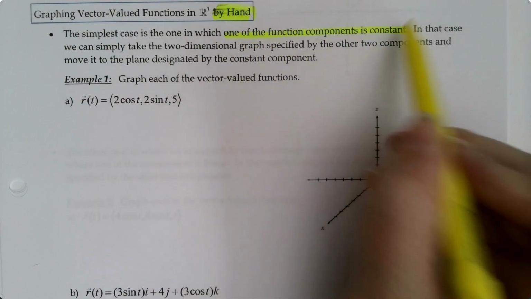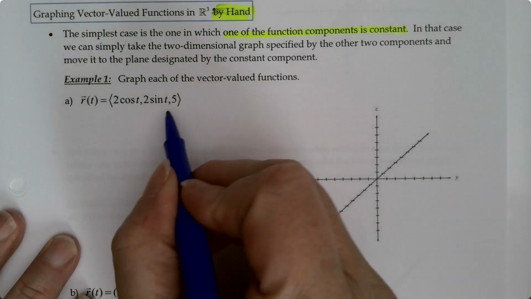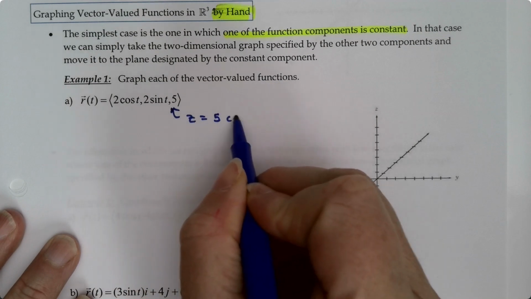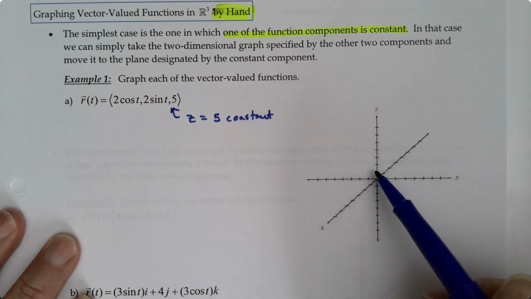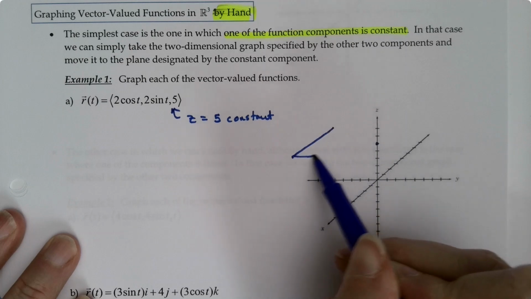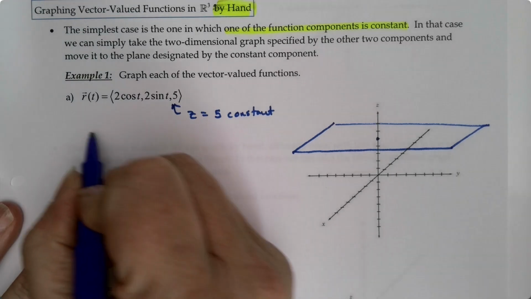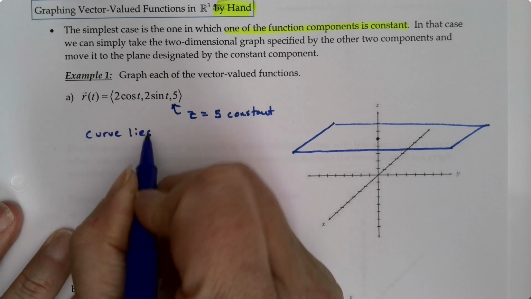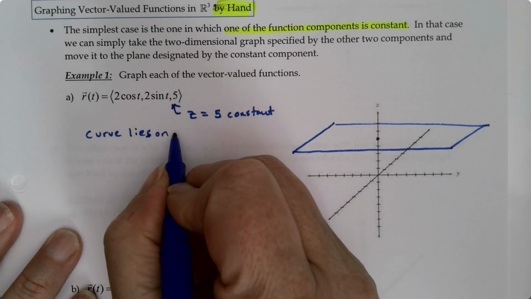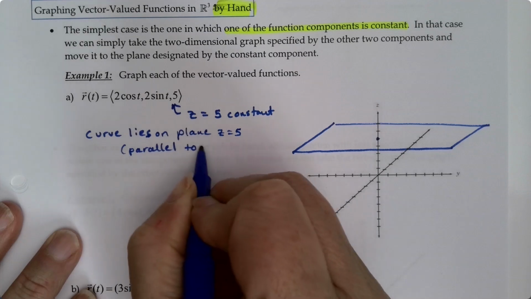So if you see this here, one of the function components is a constant. In that case, what you're really drawing is a 2-dimensional graph on some plane that is shown by that designated constant component. For example, in this particular one, you can see that z is 5, which is a constant. We already saw in a previous section what that looks like. Z equals 5 is 1, 2, 3, 4, 5 right there. It's a floating carpet, some plane that's parallel to the xy plane. So our curve lies on the plane z equals 5, which is parallel to the xy plane.